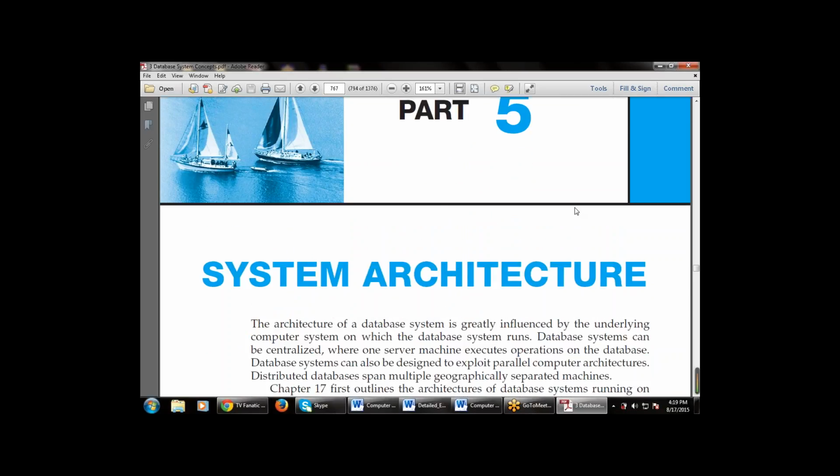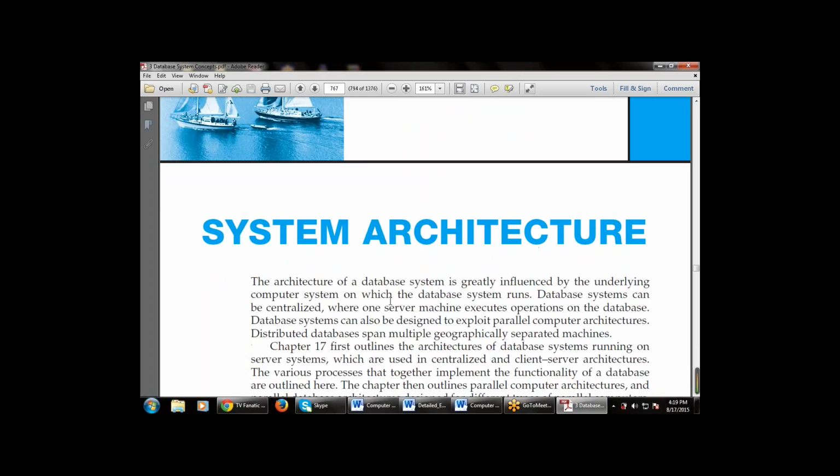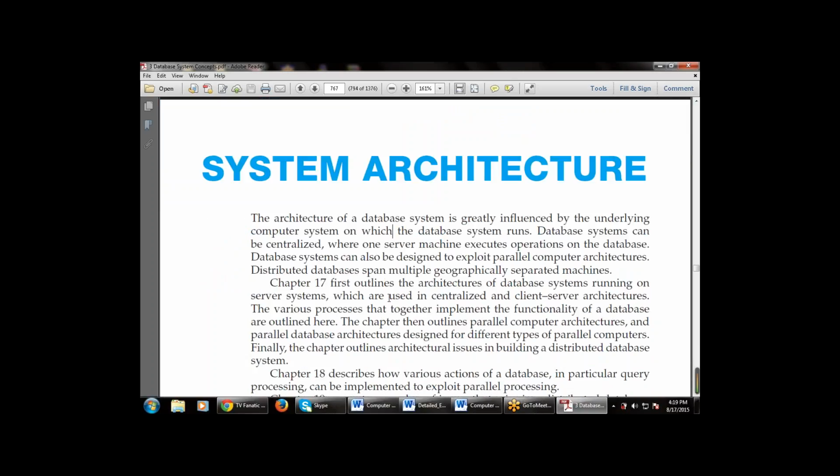In the last class we started with part number 5, the system architecture. What is the main criterion of system architecture? The architecture of a database system is greatly influenced by the underlying computer system on which it runs. Whatever structure is available in the system is known as the system architecture. There are multiple chapters in this part, chapters 17, 18, 19, that give an overview of the different methods used in the database system running on the server system. The server system is the main computer used in the day-to-day scenario, and the functionality of a database is outlined here.